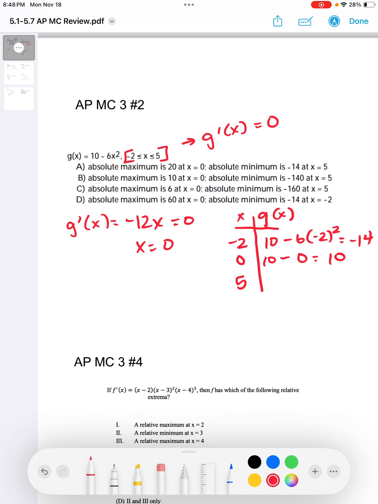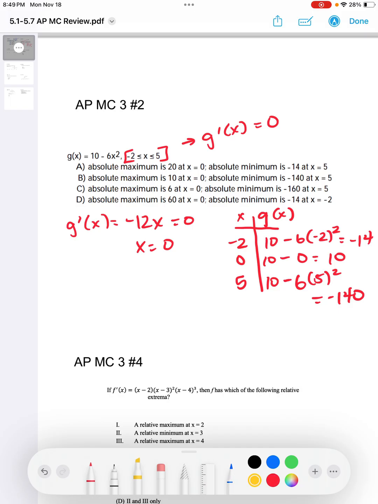And then finally 5. 5 is going to be 10 minus 6 times 5 squared. 5 squared is 25 times 6 is 150. So 10 minus 150 is going to give me -140.